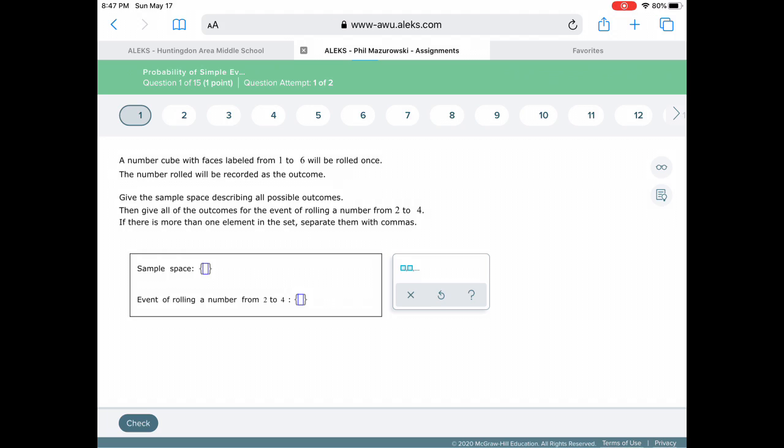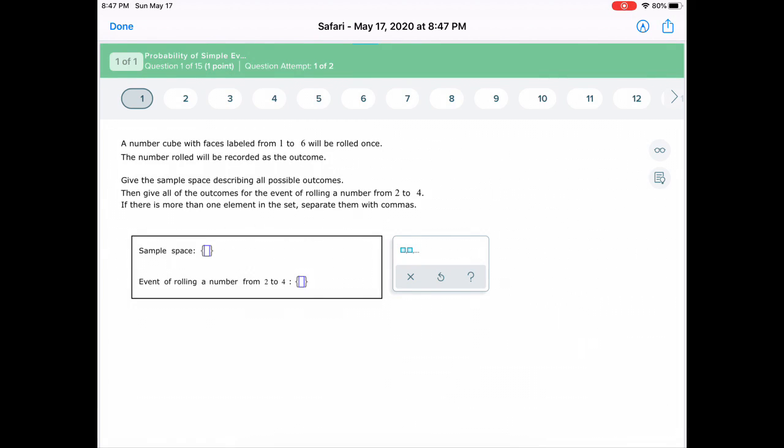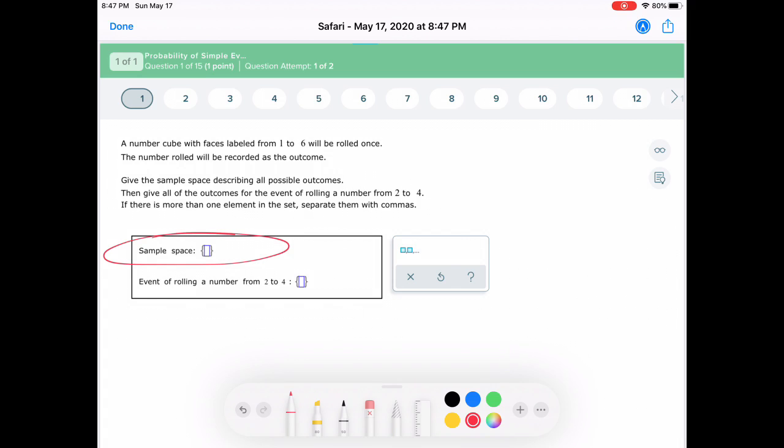So some vocabulary to look at when talking about probability is, first of all, sample space. When we talk about sample space, we're talking about everything that could happen. What are all the possible outcomes? And they actually tell you what the sample space is in the question right here. It says, give the sample space describing all possible outcomes. So in this case, we're rolling a number cube with faces labeled 1 through 6, and we all know a number cube at this point is just the mathematical way of saying a die.